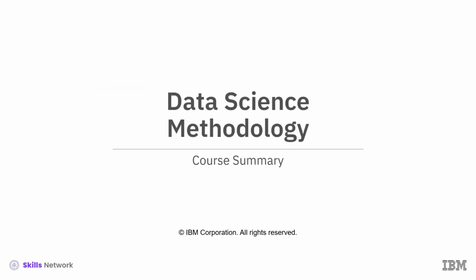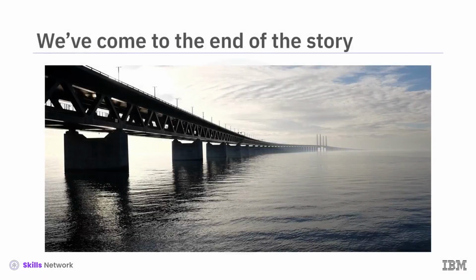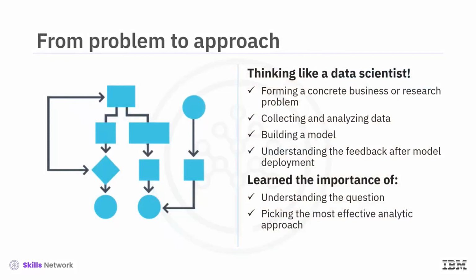Welcome to Data Science Methodology 101, Course Summary. We've come to the end of our story, one that we hope you'll share. You've learned how to think like a data scientist, including taking the steps involved in tackling a data science problem and applying them to interesting real-world examples. These steps have included forming a concrete business or research problem, collecting and analyzing data, building a model, and understanding the feedback after model deployment.